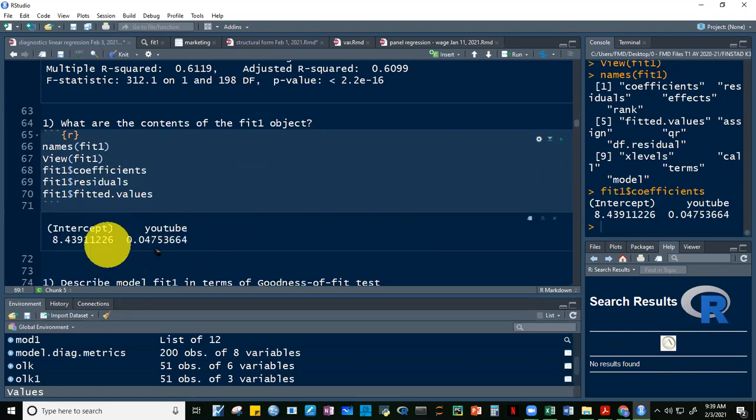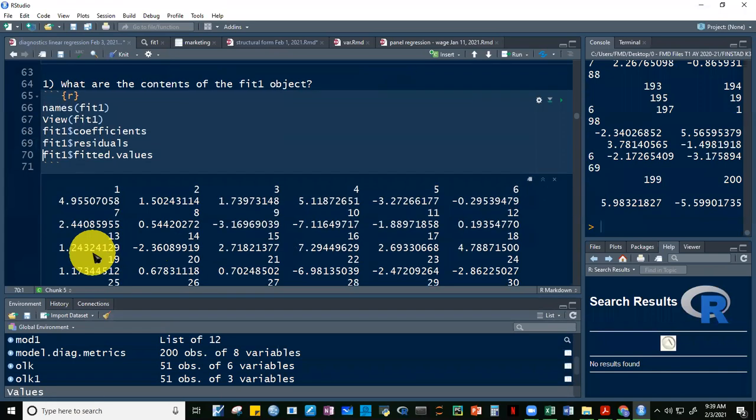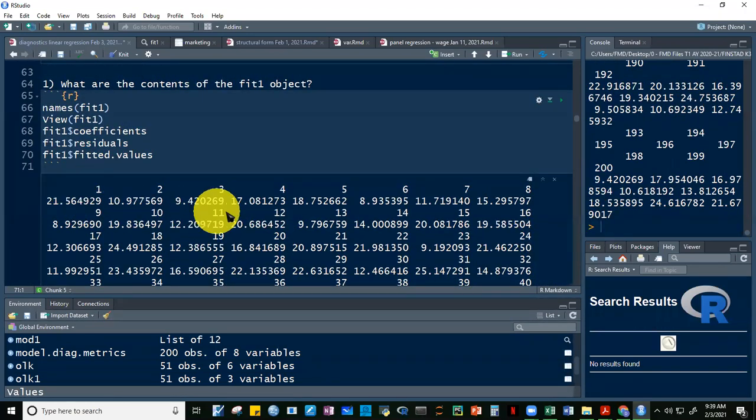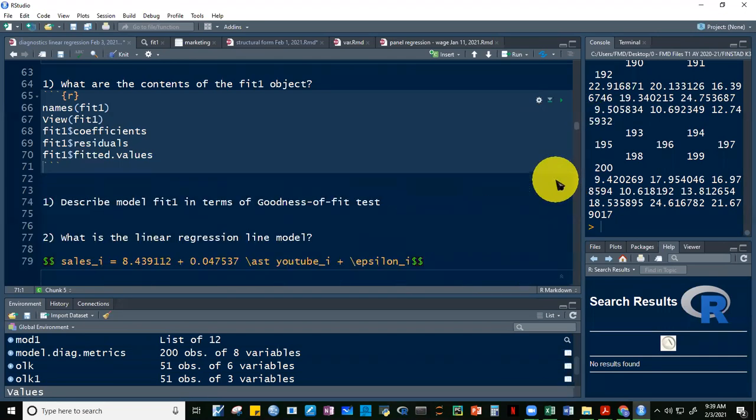So yan. Ito yung coefficients, yung intercept at saka ni YouTube ng models natin. Tapos residuals. Okay. Ano yung residuals na to, guys? Ito yung difference ng actual value at saka ng predicted value. Okay. Ito din yung fitted values, yung predicted value. Okay. So if we know the actual value, we know the fitted value, we can actually get the residuals also. Pero generated na yan ng model natin.